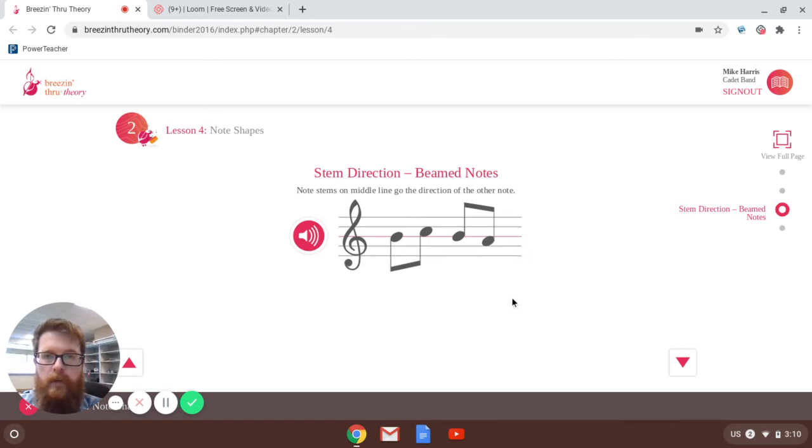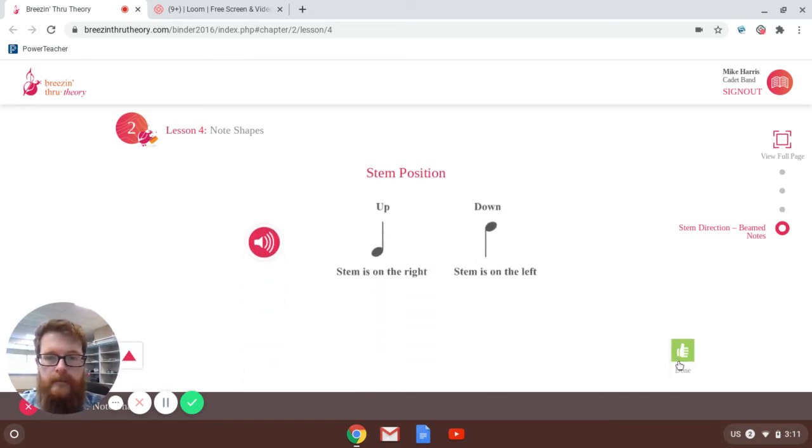When notes are beamed, the stems of the notes on the middle line go the same direction as the other notes in the passage. So you'll notice whenever you have groups of eighth notes going up and groups of eighth notes going down, the beam will follow which most of the notes are doing. So if most of the notes are going up, the beams will be on the bottom. If most of the notes are going down, the beams will be on top.